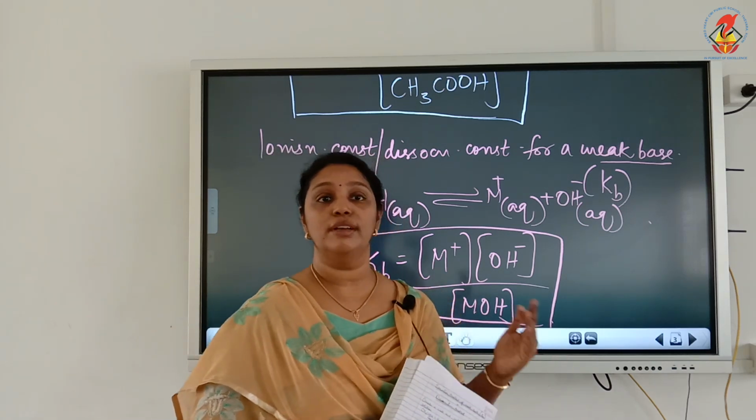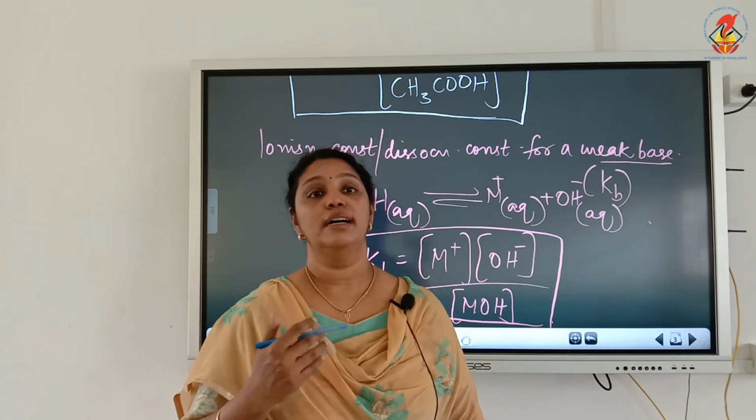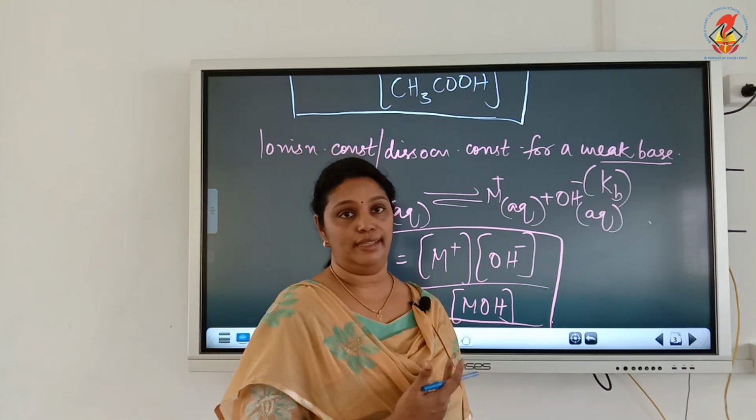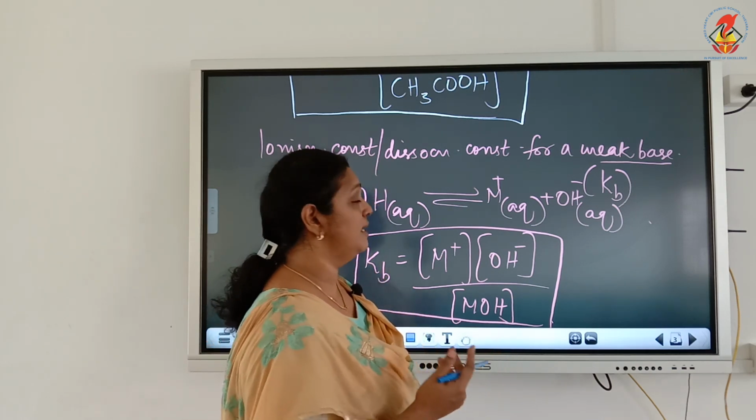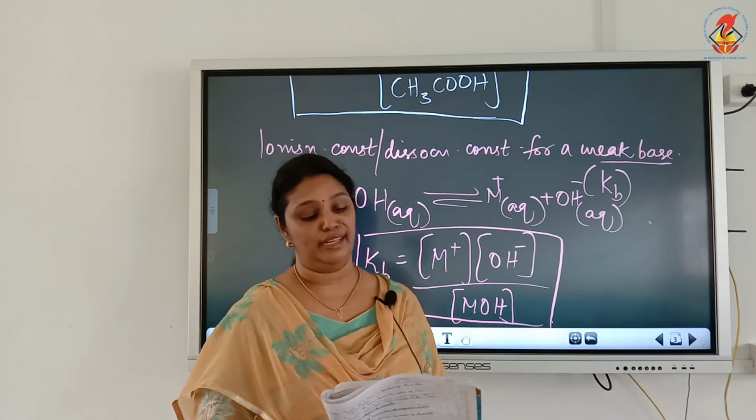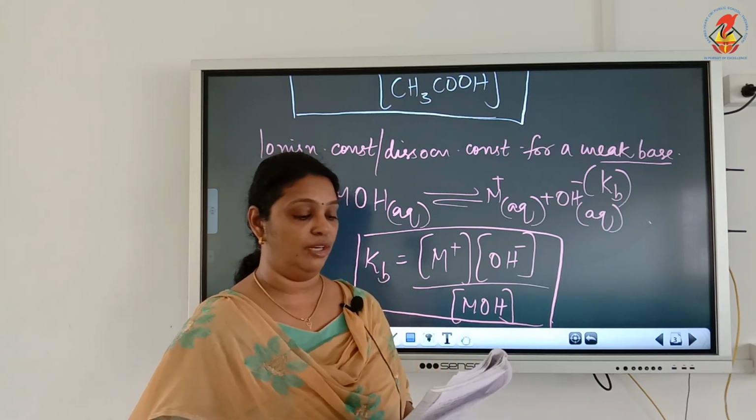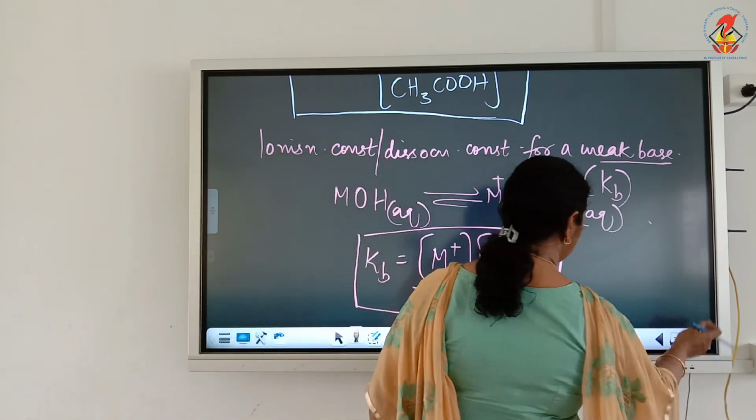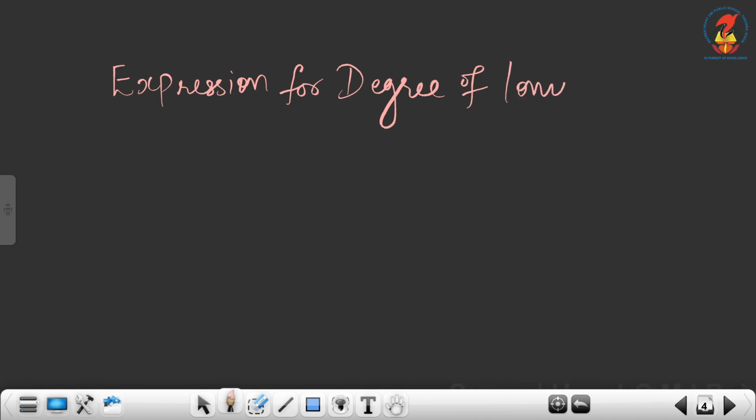Now this is the expression to find the ionization constant. If you are asked to find the ionization constant of acetic acid, you can derive the expression like this: Ka is equal to concentration of acetate ion into concentration of H3O+ divided by molar concentration of CH3COOH. Next we are going to see an expression for degree of ionization or degree of dissociation.